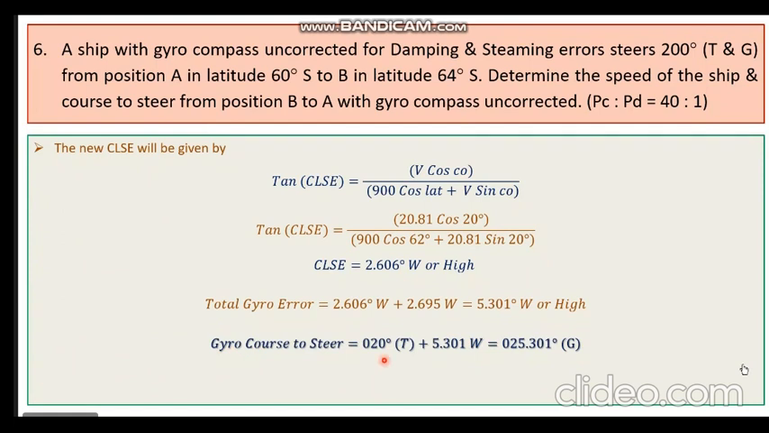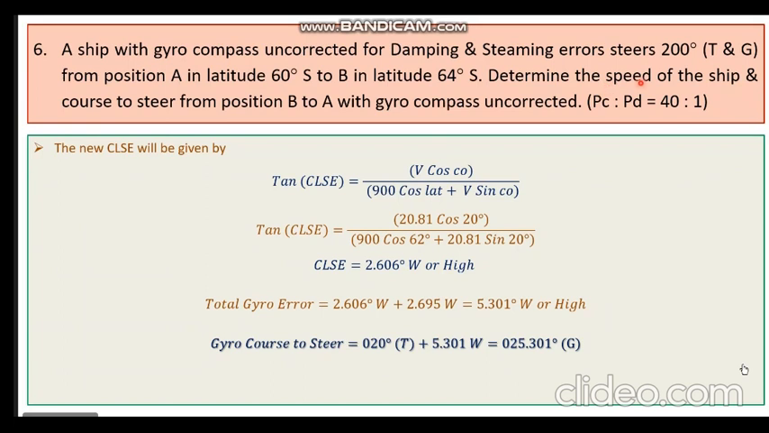Now the true course to steer is 020 degrees true. The gyro is 5.301 degrees high. So we add this value to 020. It gives us 025.301 degrees as the gyro course to steer. So we have obtained the second item also.